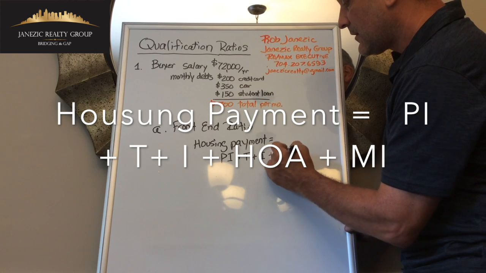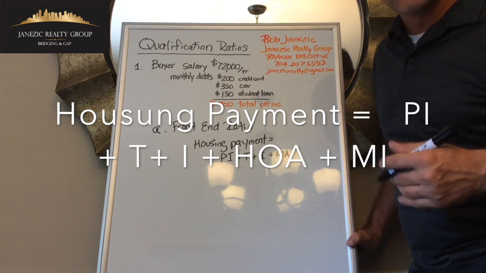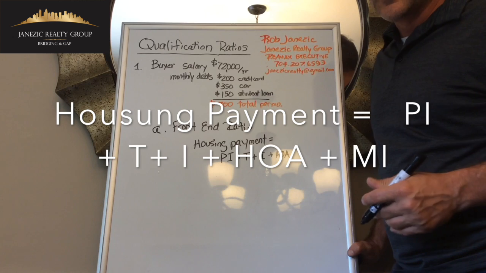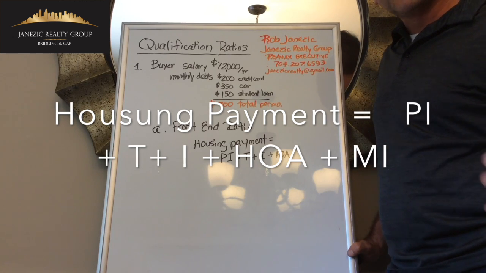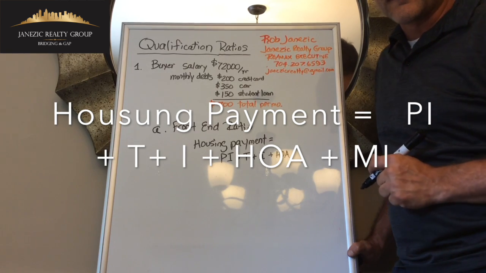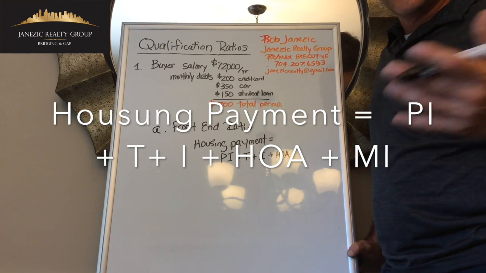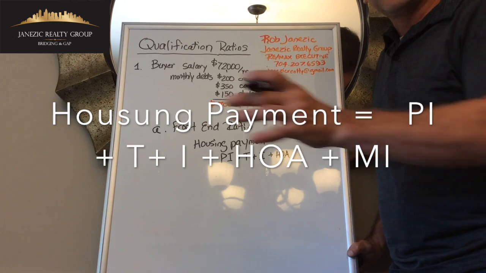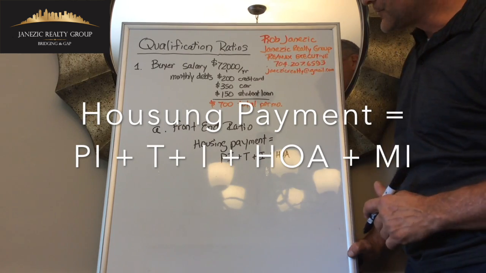Plus HOA dues, Homeowners Association dues. These are the dues that are assessed by your community for the amenities that they offer, for the services that they offer. Possibly an entrance and some landscaping, maybe a pool, etc.